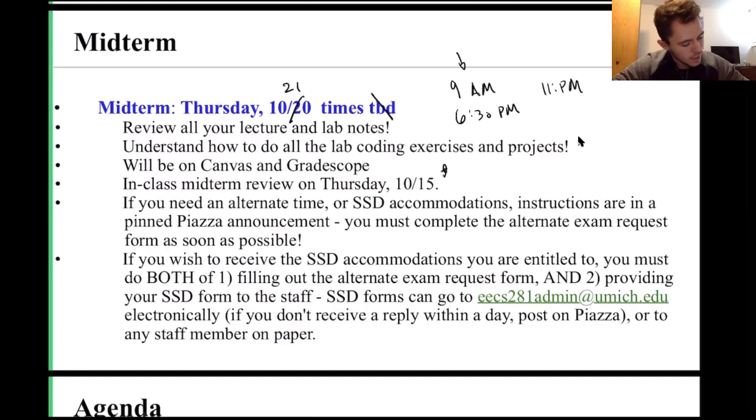Otherwise, we'll be having an in-class review session, so I would definitely recommend attending that. Those are usually a great way to get some practice. For alternate time and SSD accommodations, make sure to fill out the request form. And yeah, that's pretty much that in terms of the midterm. Any questions about the midterm, or about any of the announcements, before we move on to the agenda for today?